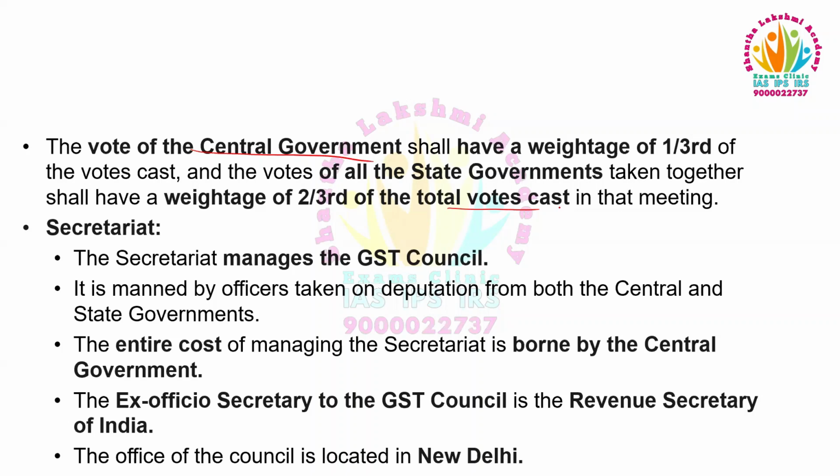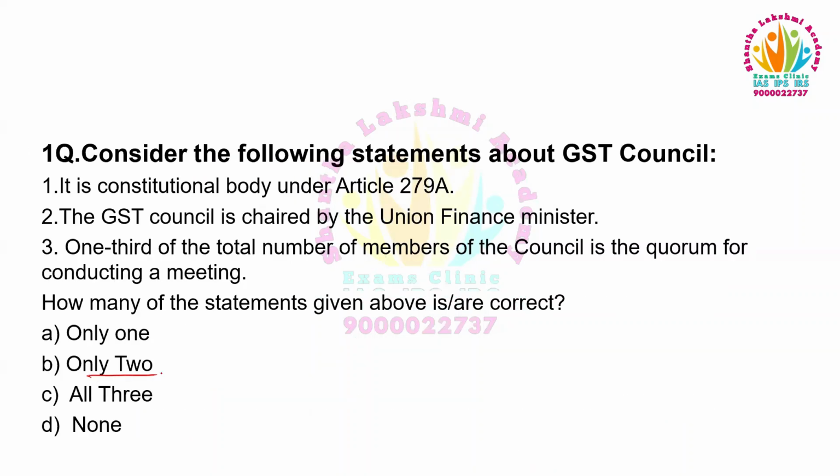Secretariat. The Secretariat manages the GST Council. It is managed by officers taken on deputation from both the center and state governments, and the entire cost of managing the secretariat is borne by the central government. The ex officio secretary to the GST Council is the Revenue Secretary of India. The office of the council is located in New Delhi. So the answer is only 2, because 1/2 of the total number of members of the council is the quorum for conducting a meeting, not 1/3.